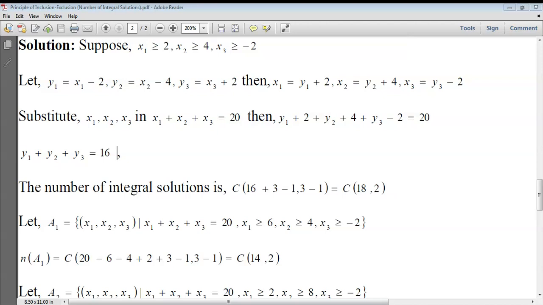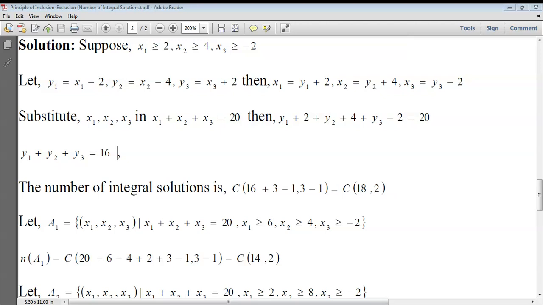Okay, for that let us start by finding the number of integer solutions under the condition x1 greater than or equal to 2. The actual condition is x1 is between 2 and 5, but we have taken x1 greater than or equal to 2 and x2 greater than or equal to 4. The original condition is between 4 and 7, and x3 greater than or equal to -2. The original condition is between -2 and 9.